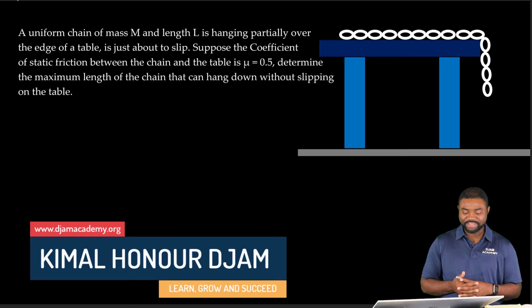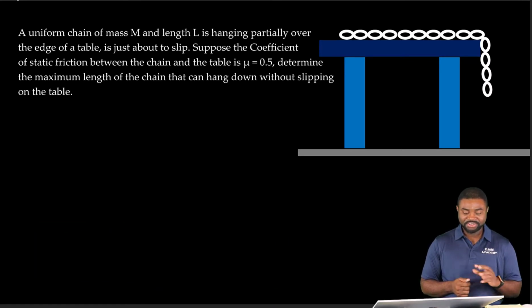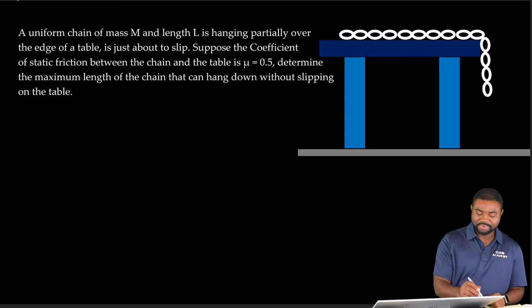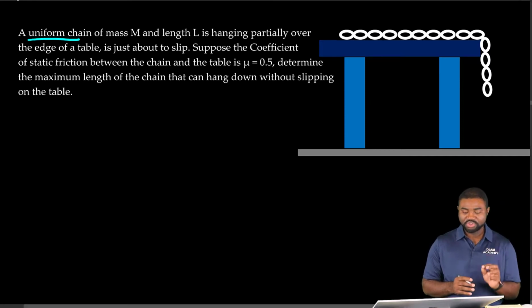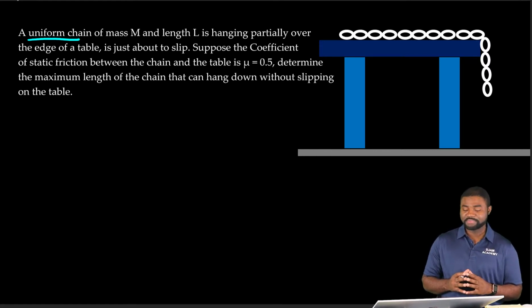We have a very beautiful problem here to solve. A uniform chain, keep in mind that the chain is uniform. We're going to come back to that. A uniform chain of mass capital M and length capital L is hanging partially over the edge of a table. It's just about to slip.